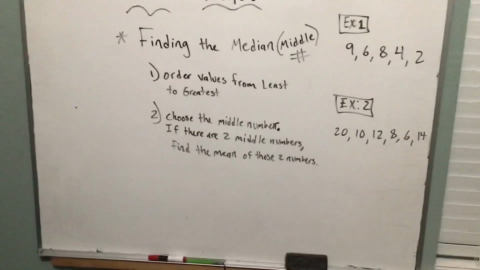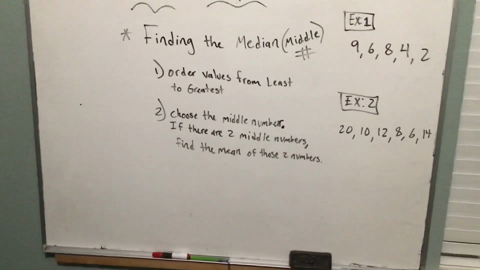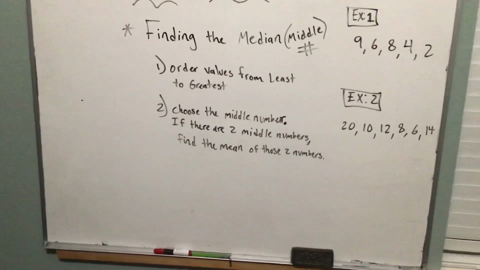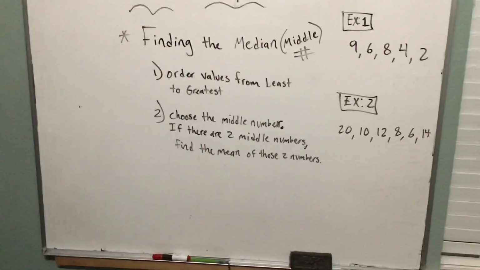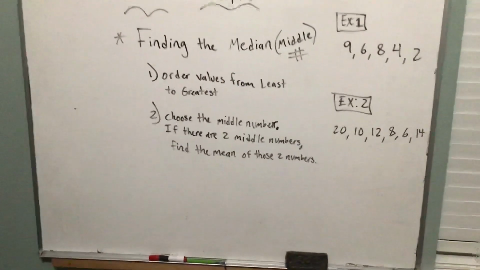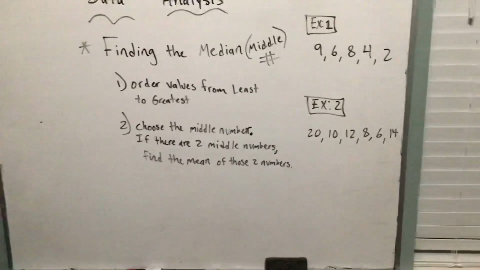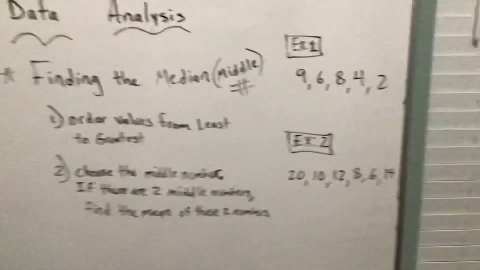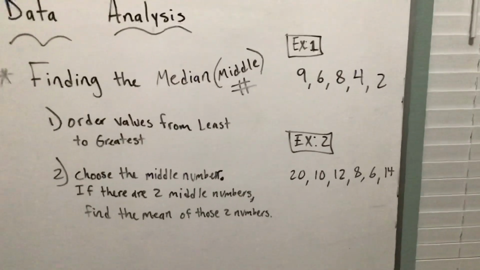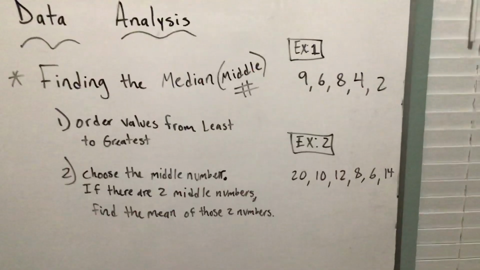Now, there are going to be occasions where there are two middle numbers. If that happens, you find the mean of those two numbers. You add them up and then you divide by 2 because there will be two middle numbers. All right, so we're going to complete these two examples. We're going to find the median of example 1 and example 2.